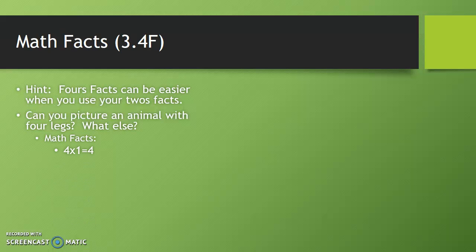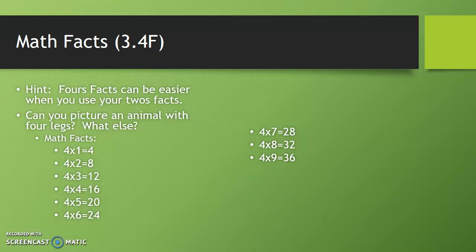4 times 1 equals 4. 4 times 2 equals 8. 4 times 3 equals 12. 4 times 4 equals 16. 4 times 5 equals 20. 4 times 6 equals 24. 4 times 7 equals 28. 4 times 8 equals 32. 4 times 9 equals 36. 4 times 10 equals 40. 4 times 11 equals 44. And 4 times 12 equals 48.